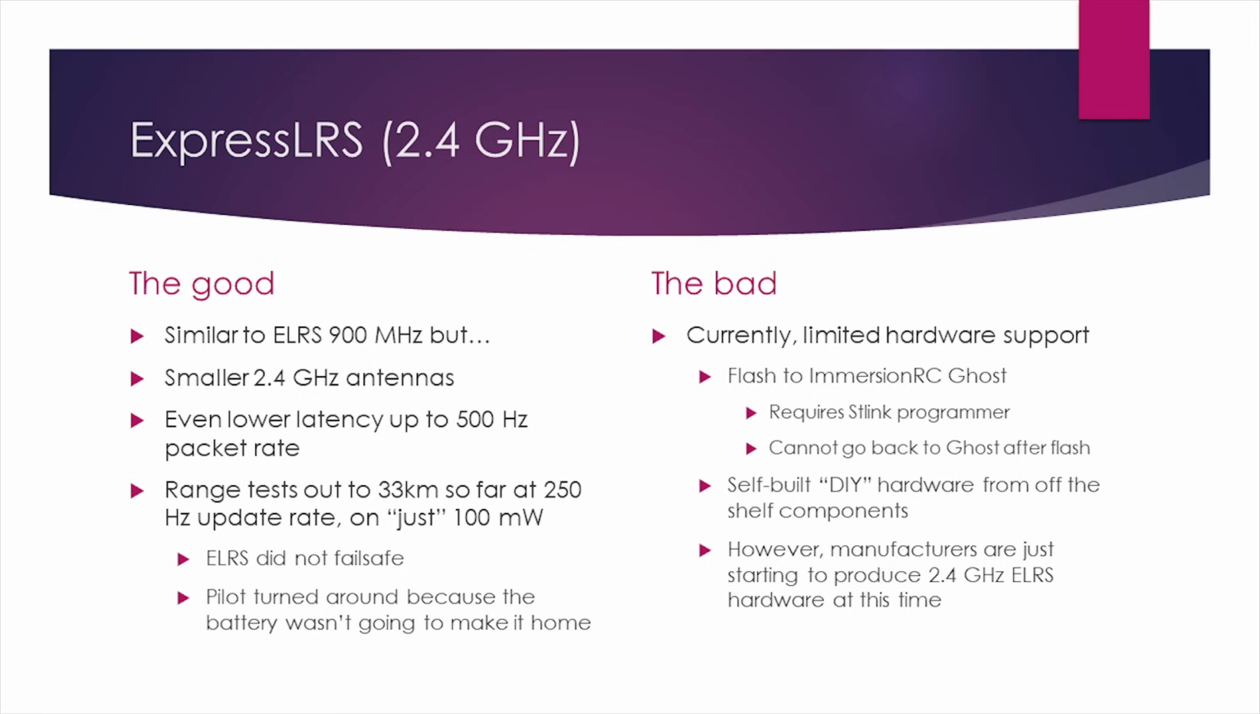But Happymodel just announced on Facebook like 3 days ago that they were doing a run of 2.4 gigahertz ExpressLRS receivers, so this is coming. And in fact, I think most of the ExpressLRS community feels like 2.4 gigahertz is where you want to be. But for the time being, I think most people are on 900 megahertz. Anyway, that's the situation as I understand it.